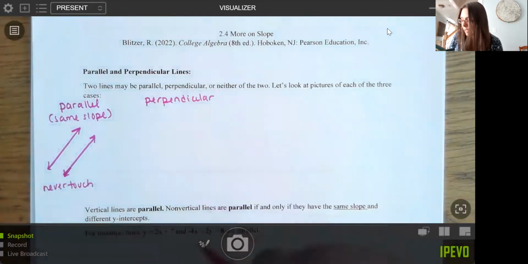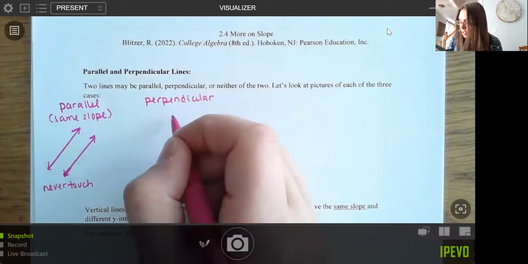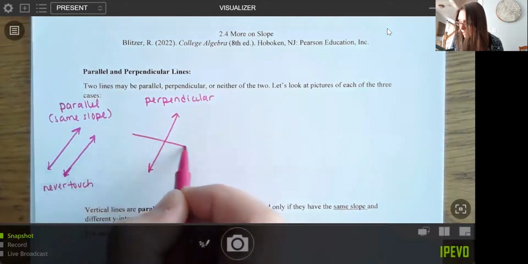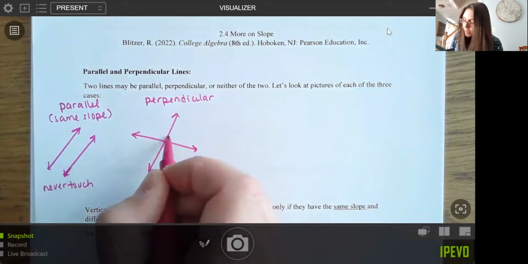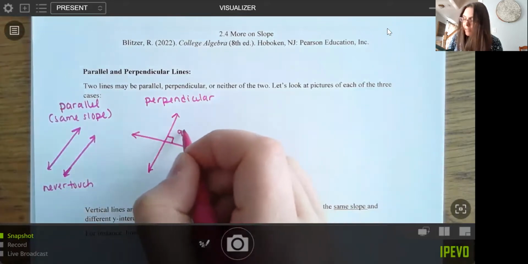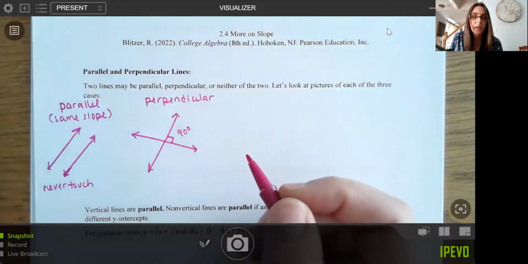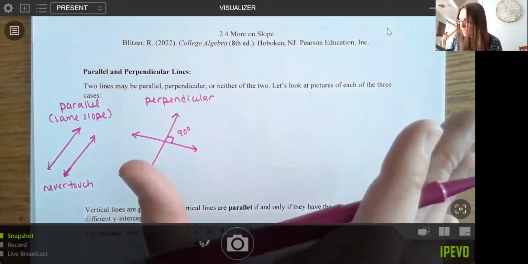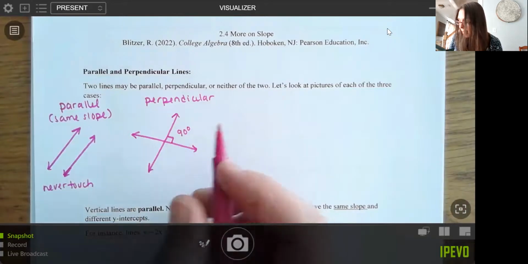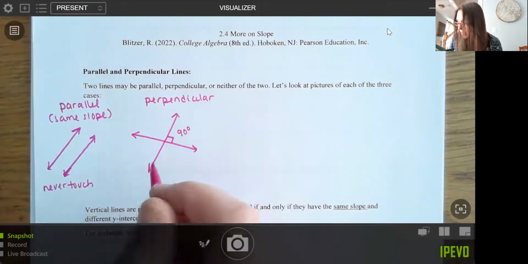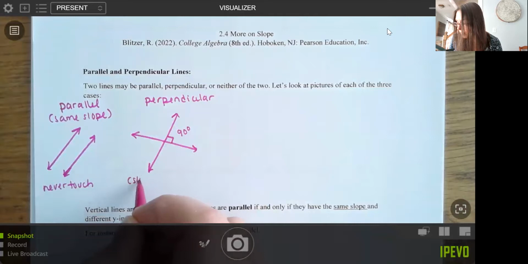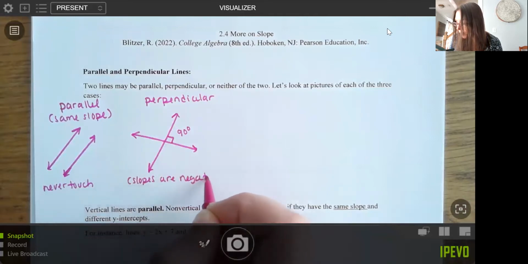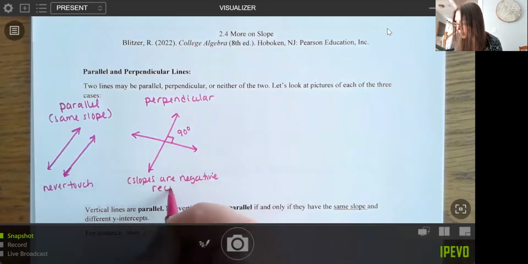Your perpendicular lines are going to be actually the opposite. So one would look like this maybe, and the other looks like this, and they're going to intersect perfectly at a 90-degree or right angle. So you have the perfect intersection there. They are really like perfect opposites. So their slopes are what we call negative reciprocals.